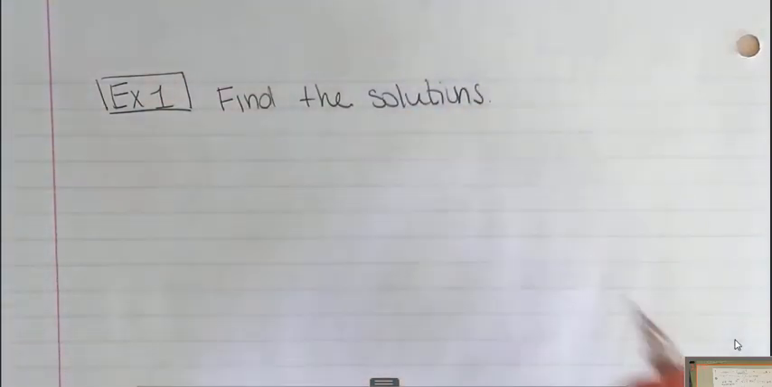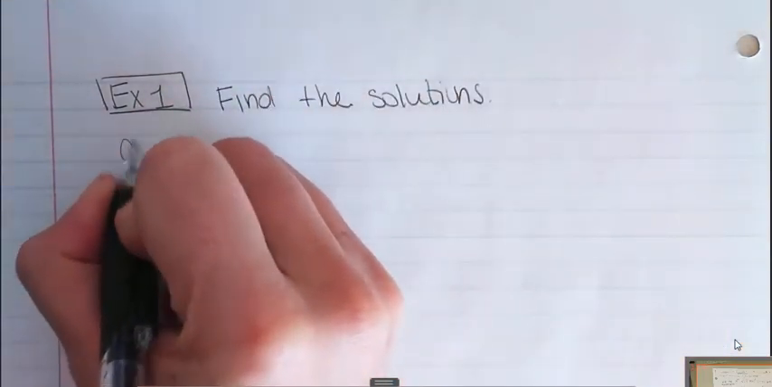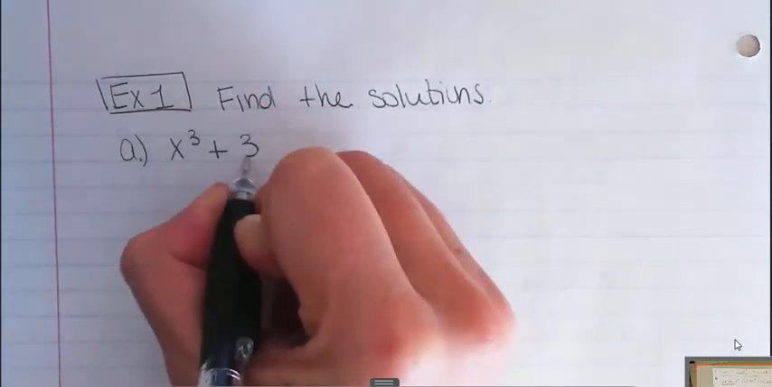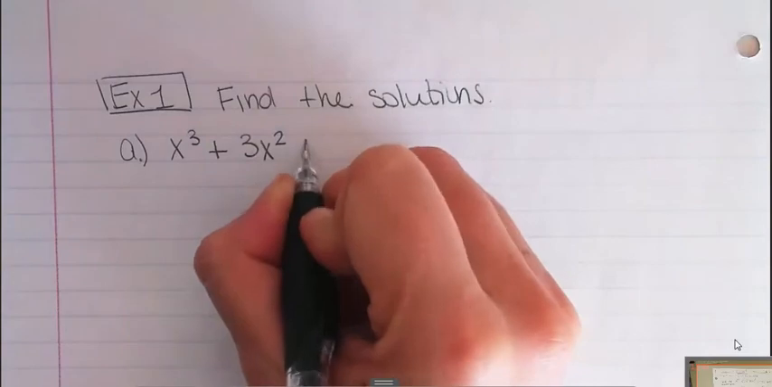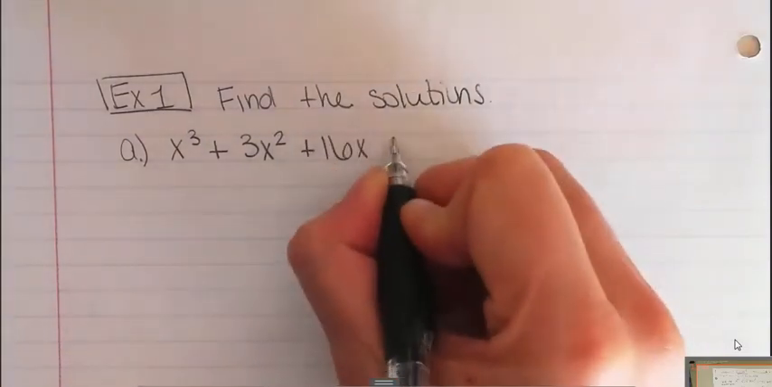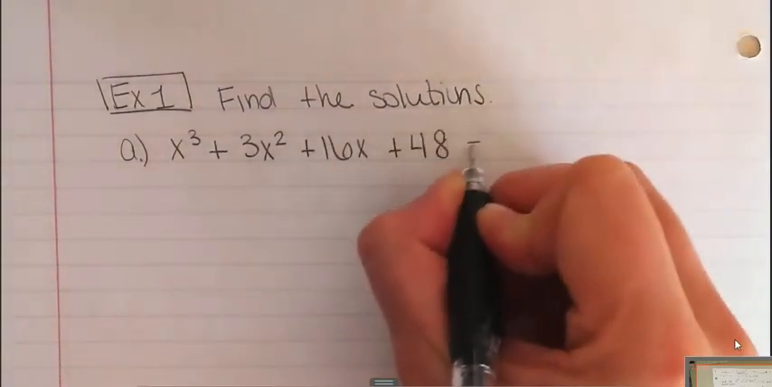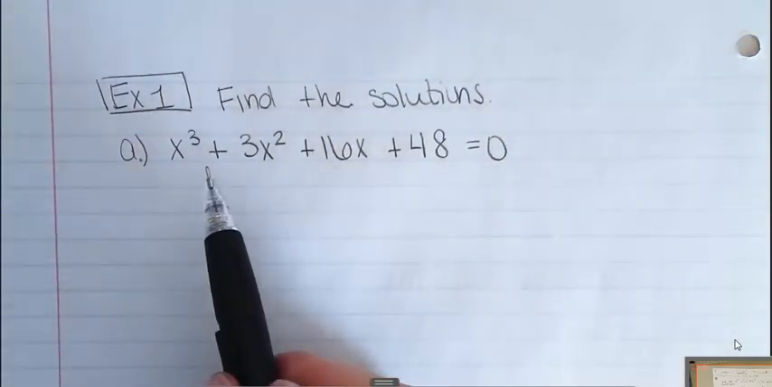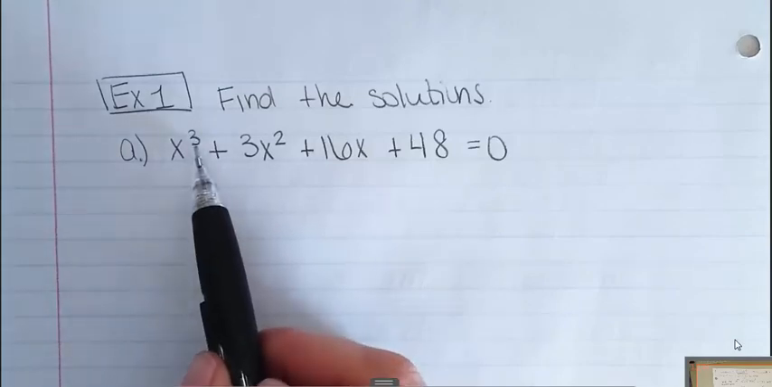Or solve. Okay, I'll do a couple of these. The first one, I'm going to do x cubed plus 3x squared plus 16x plus 48. Okay, so I look at this and I say to myself, well, let's see. The solutions mean all of my roots or all of my zeros. And this polynomial is raised to the third power. So at most I can have 3 roots.